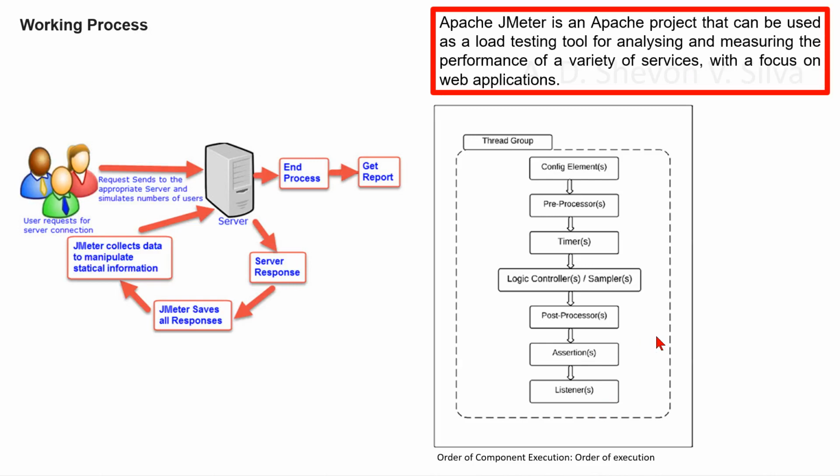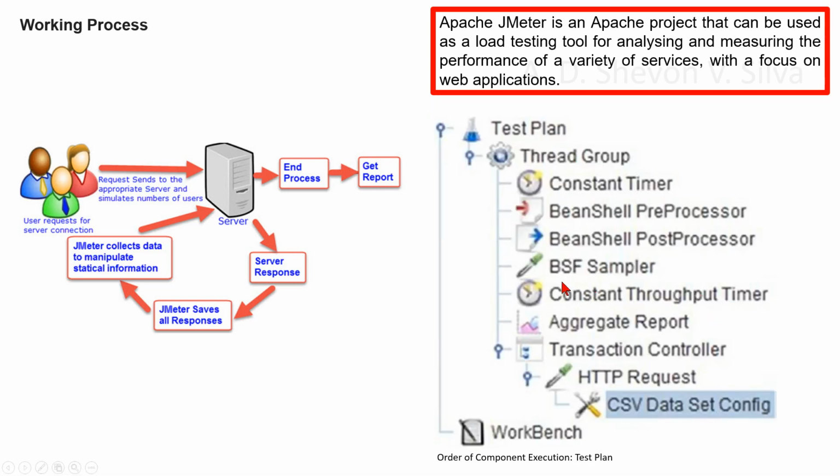JMeter allows the elements to be nested. For example, a listener, a timer, and a sampler can be nested under a logic controller. In this case, when the logic controller is being executed, the order of execution of its child nodes would be the timer, sampler, then listener.